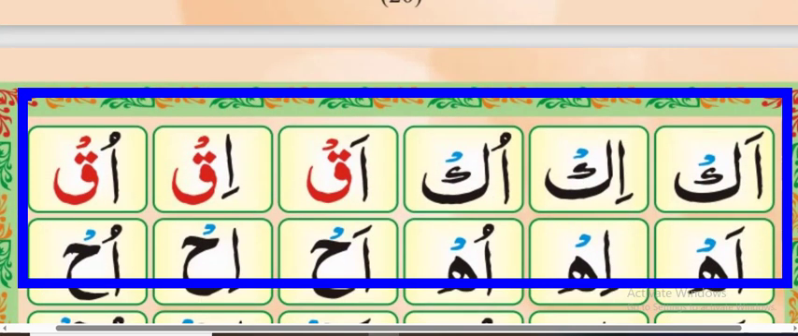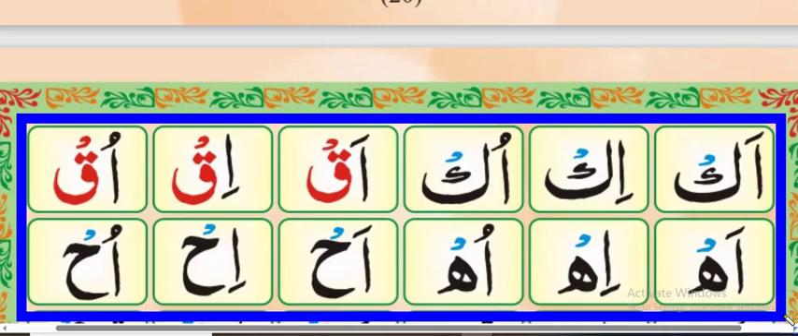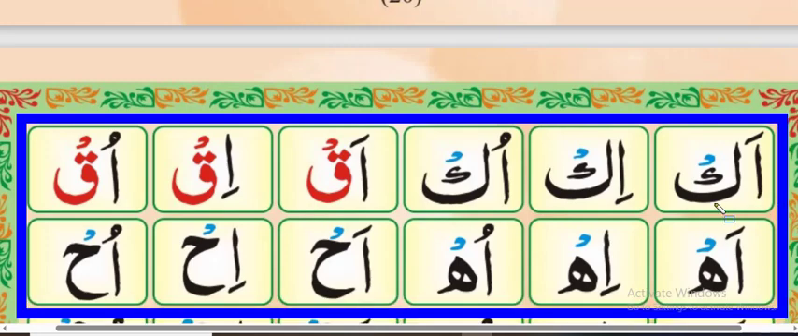And these two lines have one of the echo letters, that is qaf. We can read from the beginning. It is hamza kaf fatha ak. This kaf is a lighter one and it has no echo in it. So it is hamza kaf fatha ak. Hamza kaf kasra ik. Hamza kaf dhamma uk. Ak. Ik. Uk.